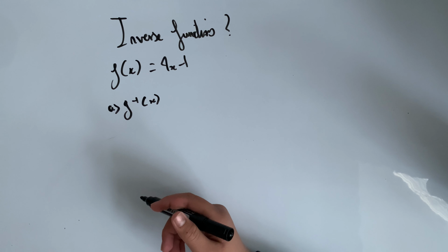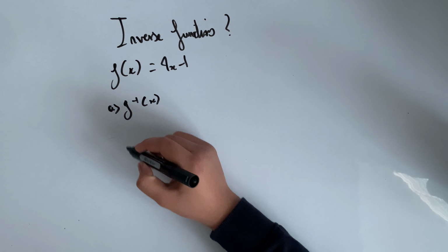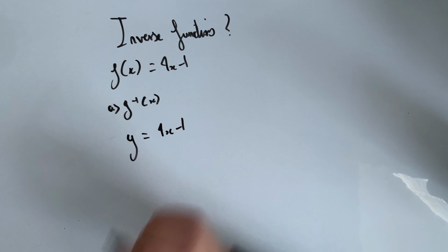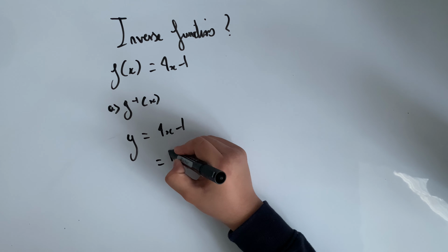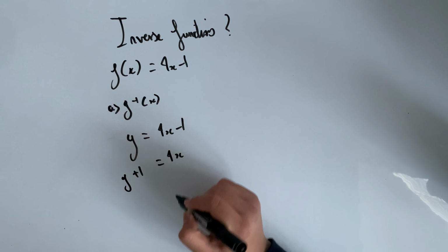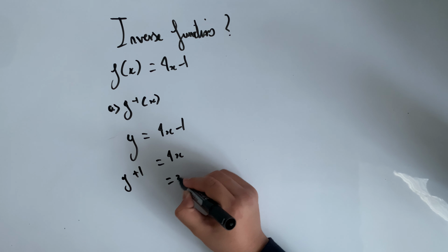So for this question, we are only finding the inverse function. So remember, y equals 4x minus 1. 4x. Now we just want to take the 1 to the other side, so y plus 1. And divide by 4.